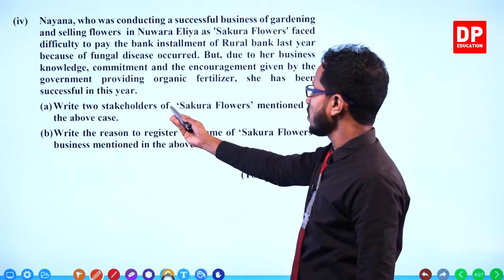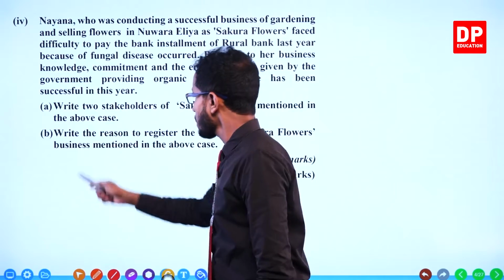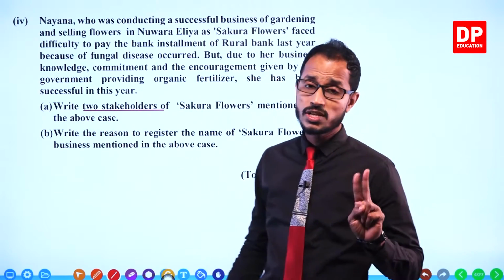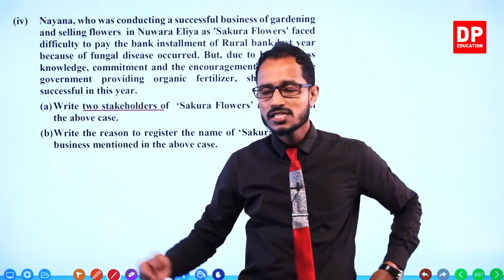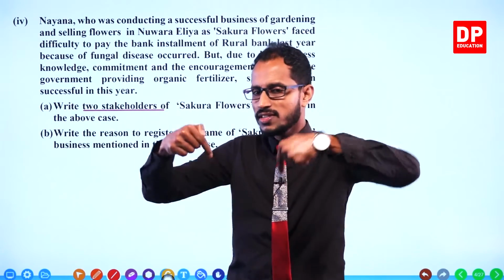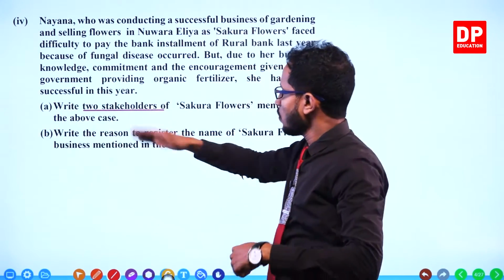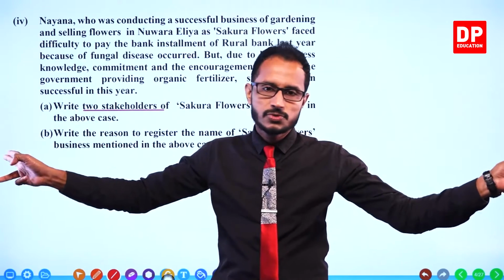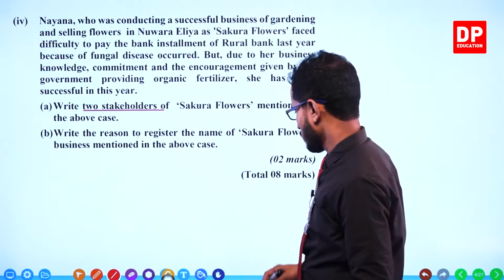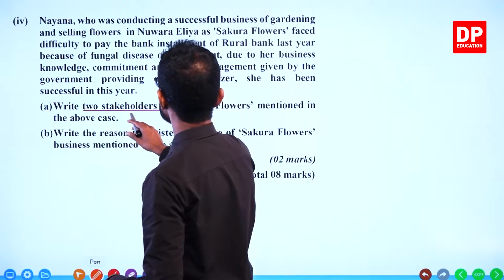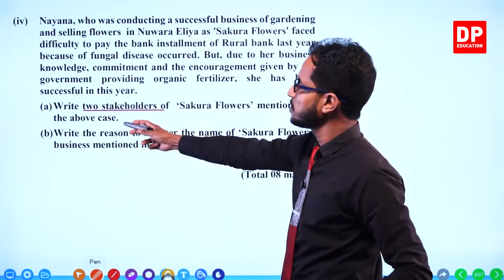Right, two stakeholders of Sakura Flowers mentioned in the above case. Two stakeholders. The question has not specifically said whether it is internal stakeholders or external stakeholders. So it doesn't matter. You can write internal and external both. Okay, you can write Nayana, mentioned in the above case.